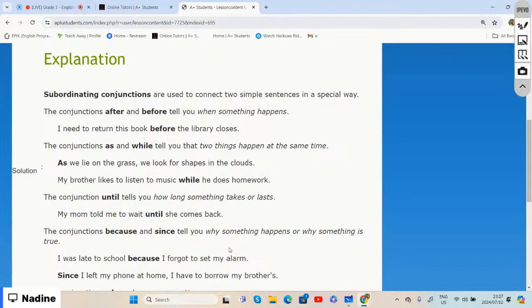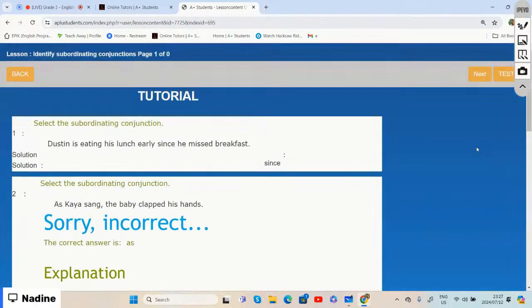All right. So we have our subordinating conjunction, and it is used to connect two simple sentences in a special way. Look at this sentence: Dustin is eating his lunch early since he missed breakfast. What is our subordinating conjunction within that sentence? We need to select the subordinating conjunction.